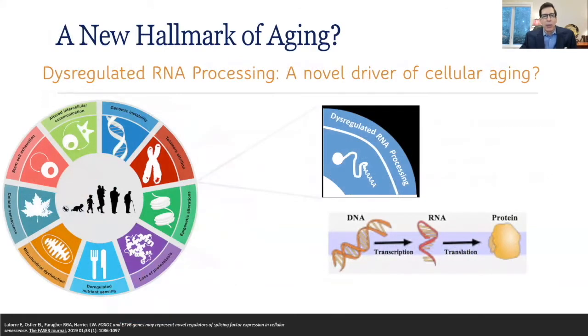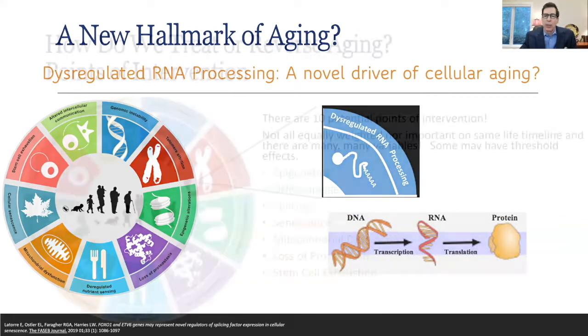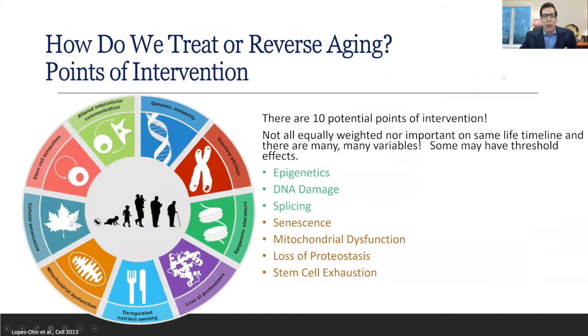So there are some other exciting developments. Professor Lorna Harries and some others have worked on this issue of dysregulated RNA processing, and it appears to be a novel driver of cellular aging and may represent the 10th hallmark. And we'll discuss this a bit more later. So if this is how we age, how do we treat or even reverse aging?